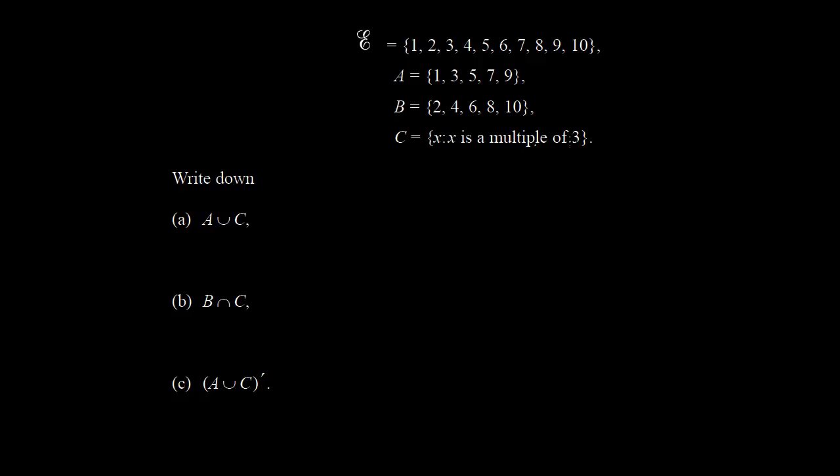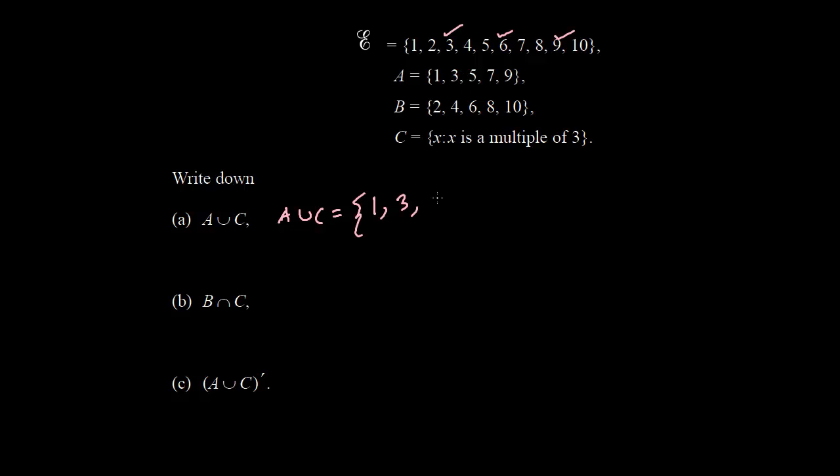Multiple means divisible by 3. So from here, the numbers that can be divided by 3 are 3, 6, 9. We need to form a new set which is A union C. So give the braces, remember. A is 1. Then we have the set C, which is 3. We write only one 3, we don't write two threes.